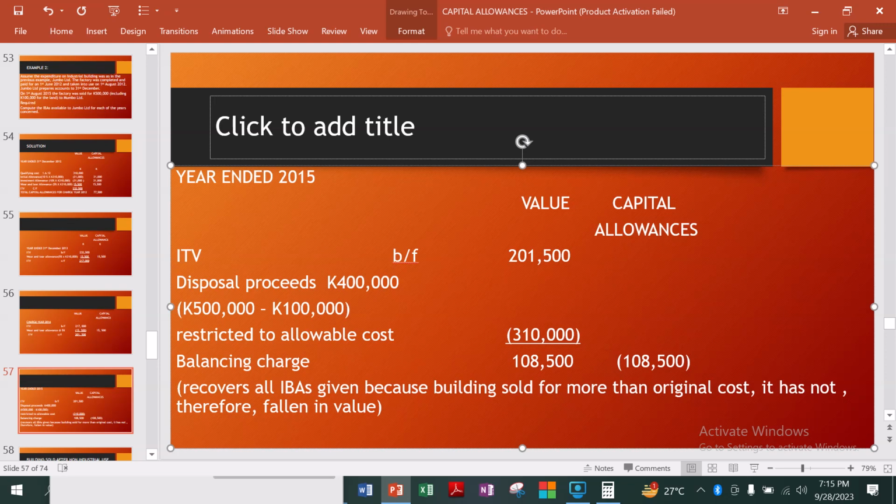This is what is going to happen. So that recovers all industrial building allowances given because the building sold for more than original cost. It has not therefore fallen in value. Okay, so that's the idea. So that's how we calculate the capital allowances for this particular situation.